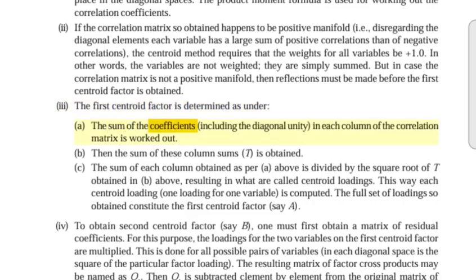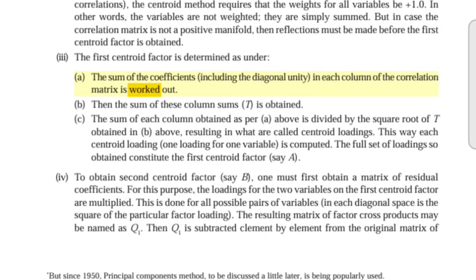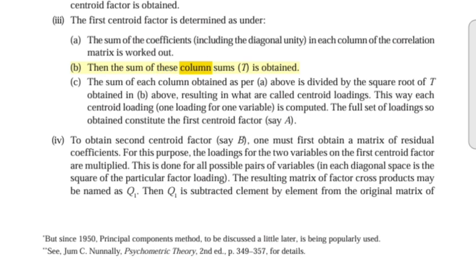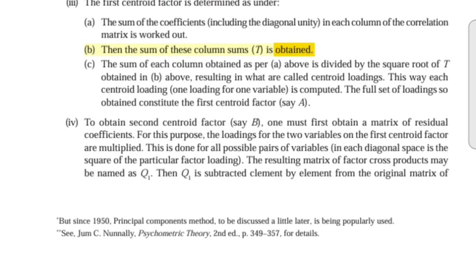The first centroid factor is determined as under: A. The sum of the coefficients, including the diagonal unity, in each column of the correlation matrix is worked out. B. Then the sum of these column sums, T, is obtained. C. The sum of each column obtained as per A above is divided by the square root of T obtained in B above, resulting in what are called centroid loadings.